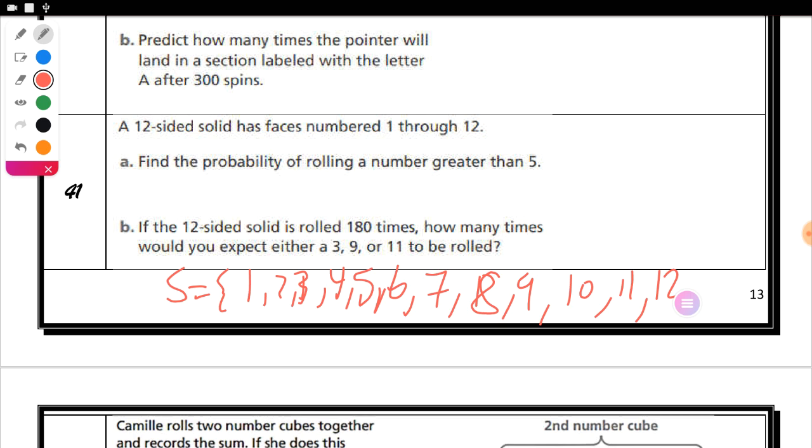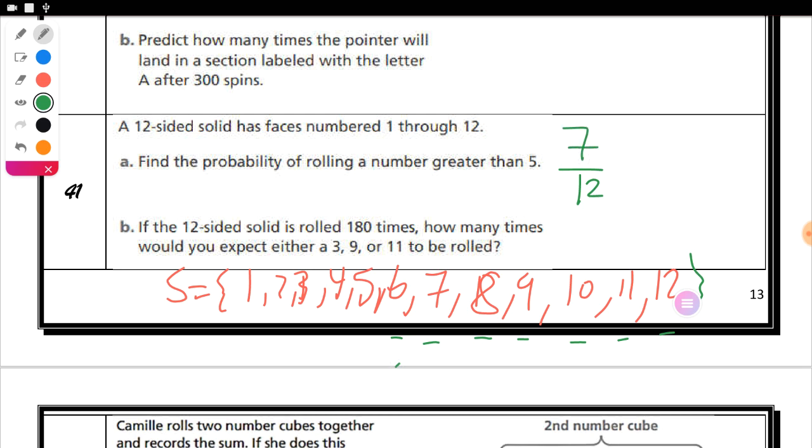First one, number 8. Find the probability of rolling a number greater than 5. Let's count them. All of them are 12, so the denominator is supposed to be 12. Okay? And then the probability of greater than 5: it will be 6, 7, 8, 9, 10, 11, 12. 1, 2, 3, 4, 5, 6, 7. So it's 7 over 12.